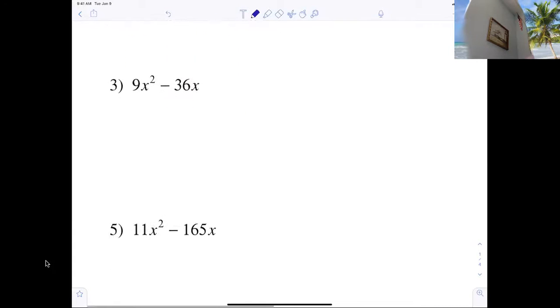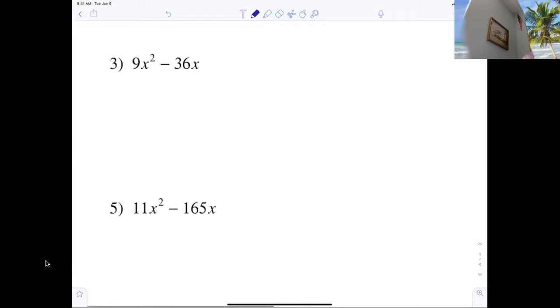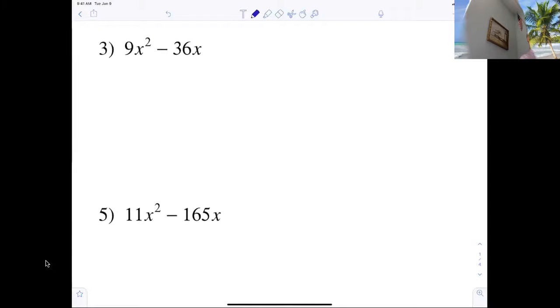What is the greatest common factor of 9 and 36? 9. So I wrote a 9 down. What's the greatest common factor of x squared and x? X. So now you put that down.